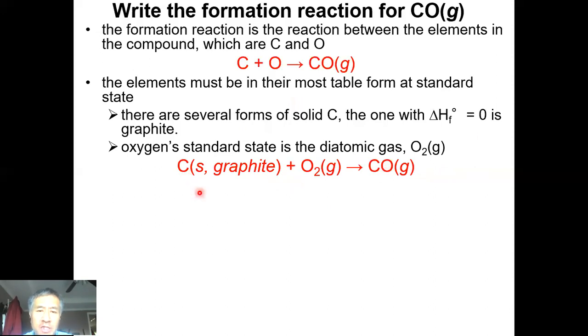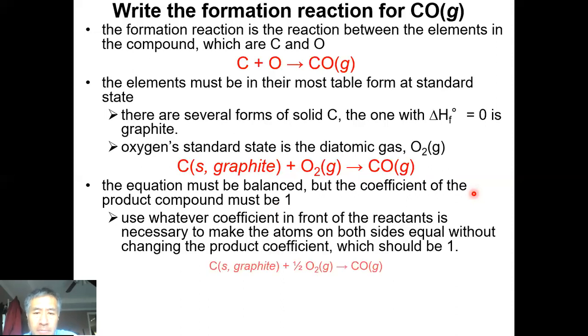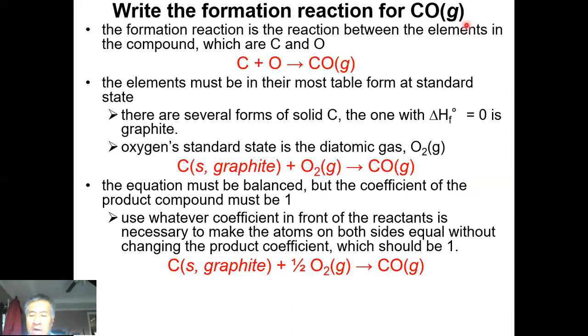For this particular example, you see carbon, one carbon balance, then you have one O. So you have two O here. So therefore you will use a coefficient of 0.5 or 1/2. And this will be the final answer for this formation reaction for CO or carbon monoxide gas.